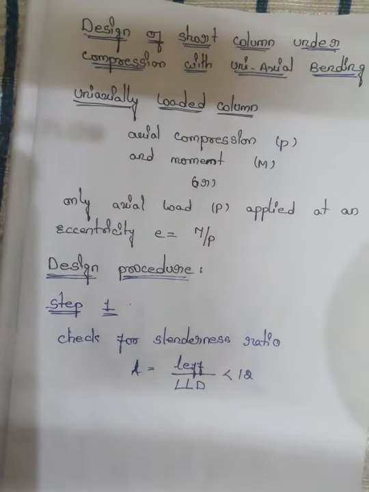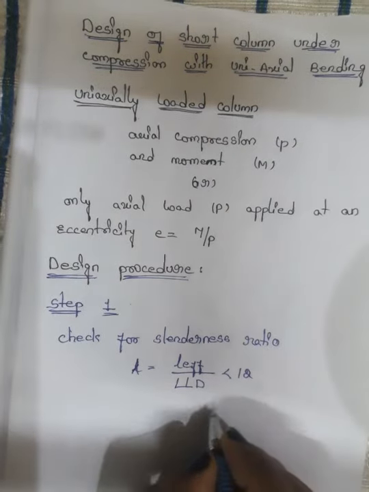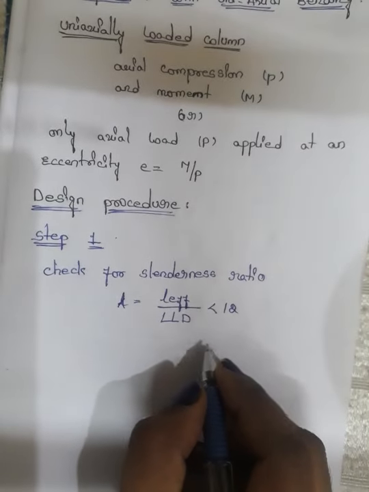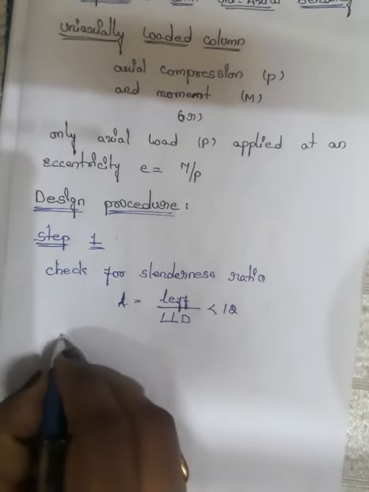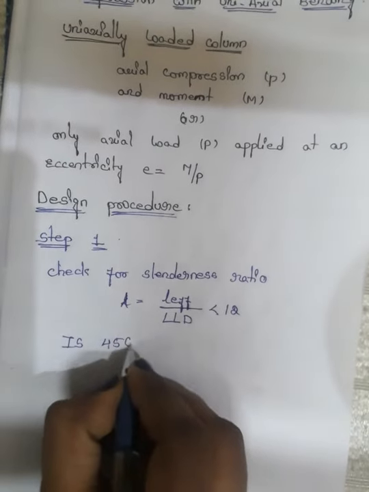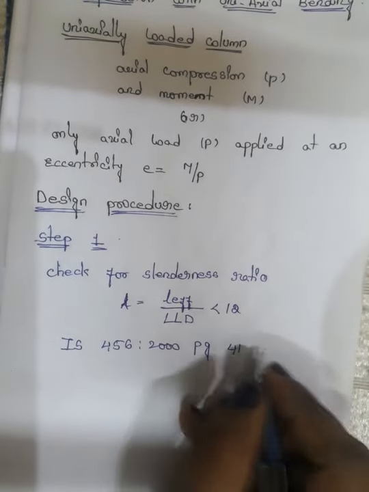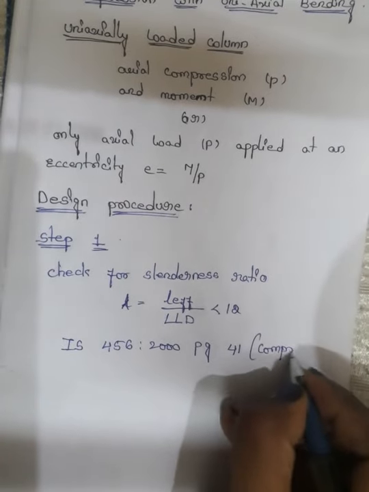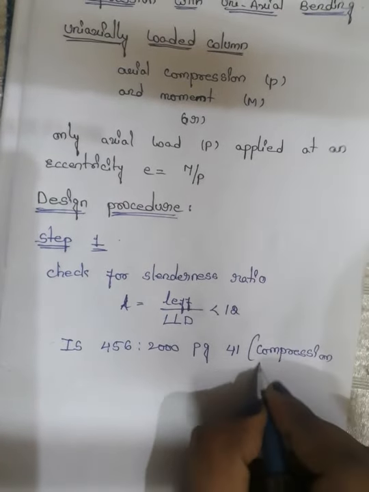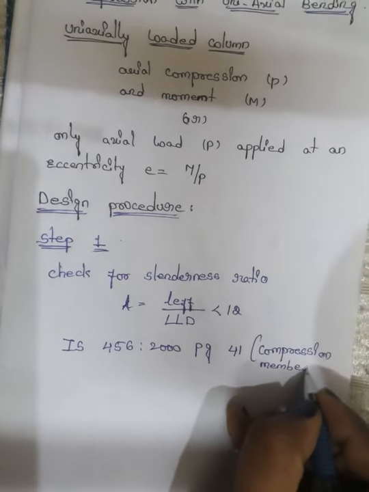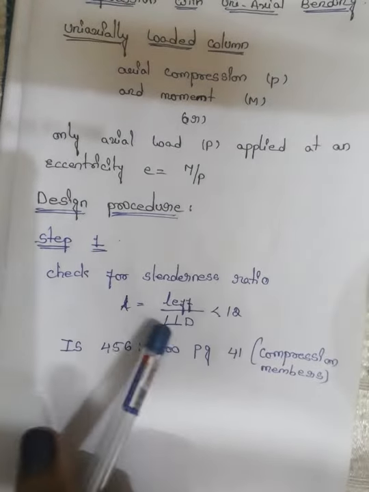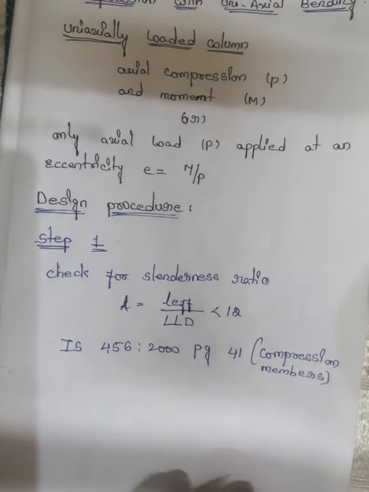If you want details about that, you can see IS 456:2000 page 41, regarding the compression members. You can see this in page 41. So after calculating the slenderness ratio, we need to check the eccentricity.